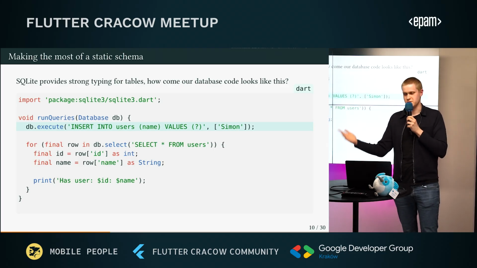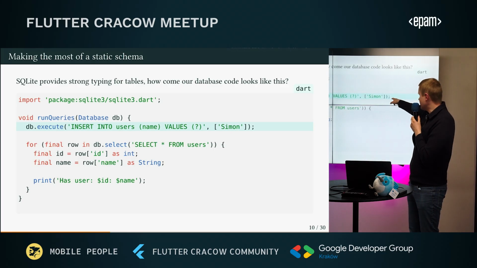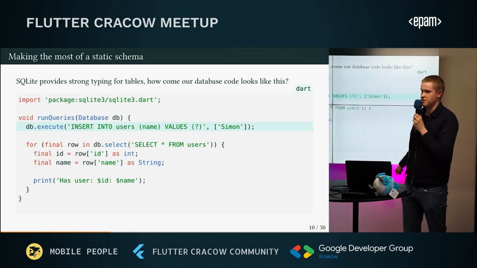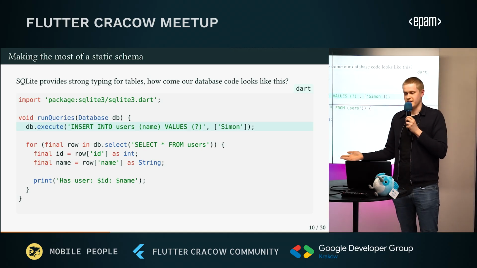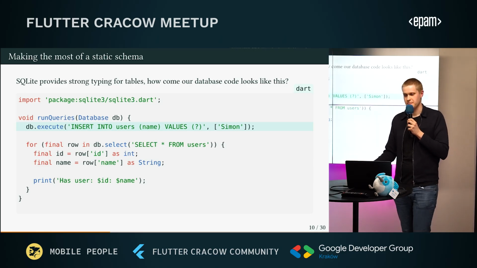But because I'm just passing a list here, there's no type safety, right? If I pass, I don't know, the number 42 instead of the string Simon, the Dart compiler can't see, hey, you're doing something stupid here. The database query is going to fail at runtime.